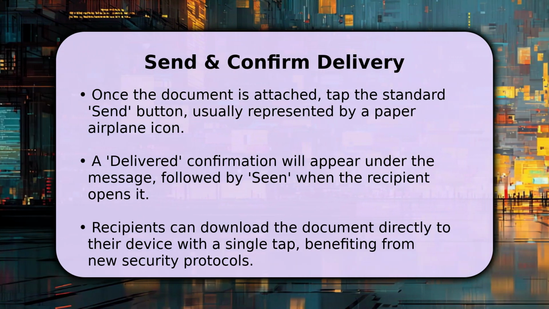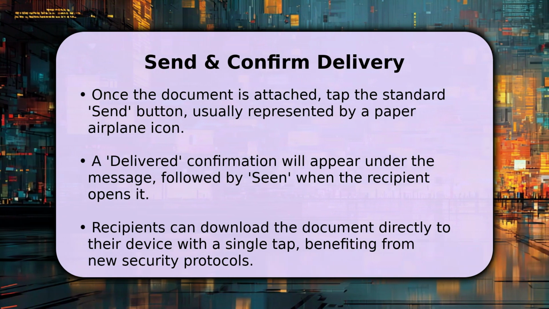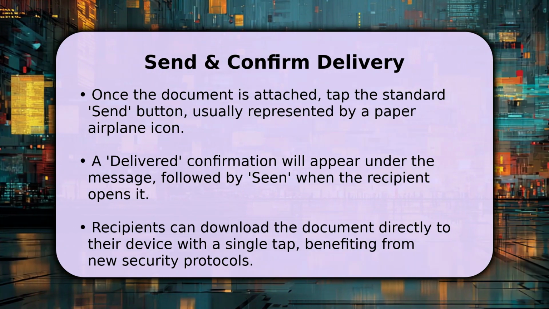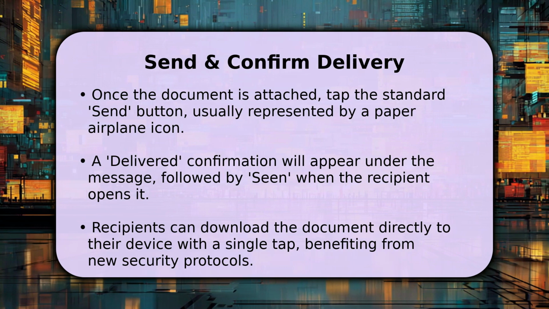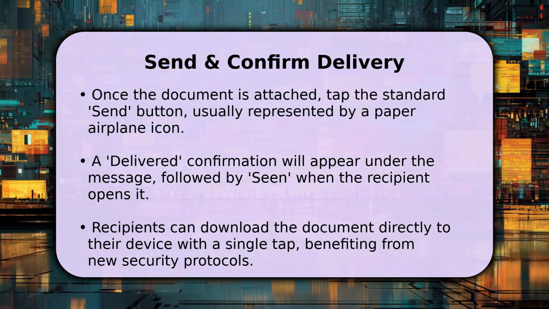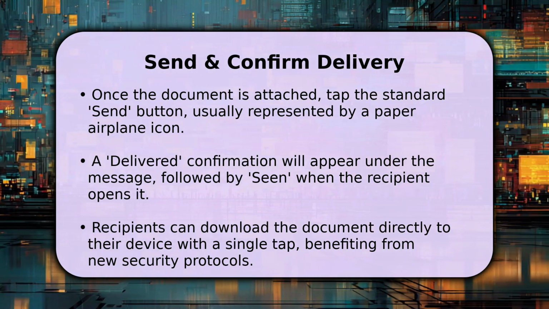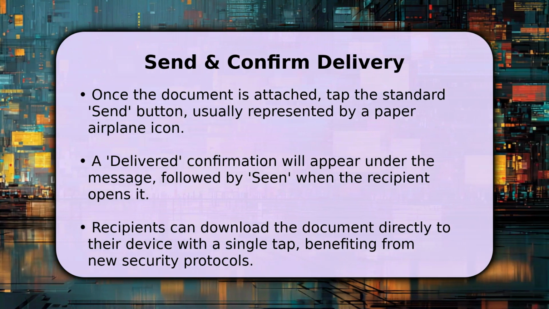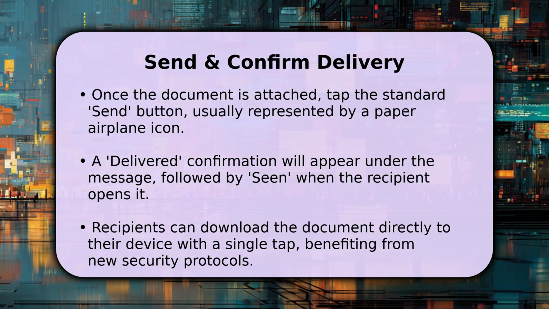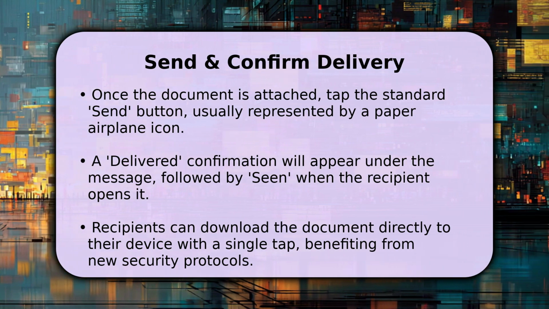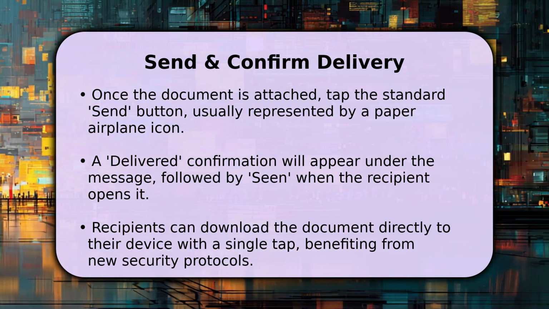Messenger will then process and transmit your file, often with enhanced end-to-end encryption for 2025. You'll see a delivered status beneath the message, and later, seen once your contact views the file. The recipient can easily download it directly, and the new security features provide peace of mind that your sensitive information remains protected.